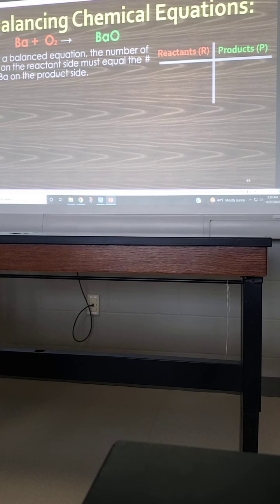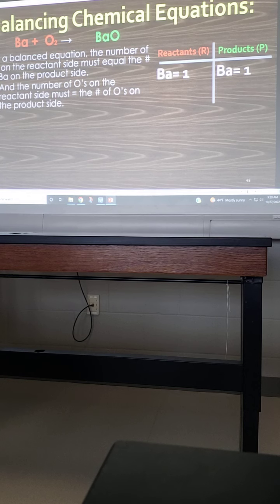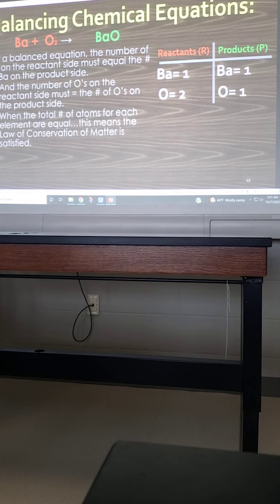Okay. And so for a balanced equation, the number of Ba on the reactant side has to equal the number of bariums on the product side. So, Ba 1 and Ba 1. We're good. Let's look at the oxygens. Reactants total have to equal the products total. So we have 2 and 1. That's a problem. Does not match. So, when they don't match, the law of conservation of matter is not satisfied the way this equation is written.